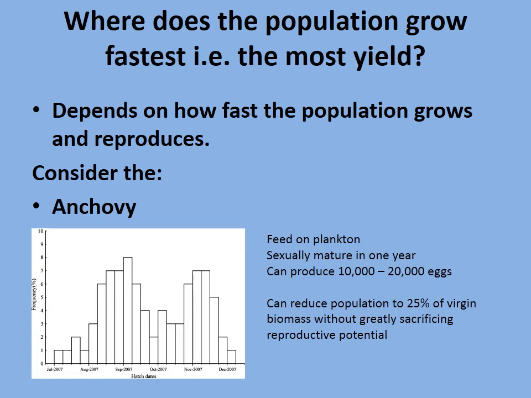So they are very fecund, which means organisms that can reproduce a lot of offspring, and they reproduce them very quickly. With organisms like this, you can reduce the population to perhaps 25% of the virgin biomass without greatly sacrificing the reproductive potential. They can rebound very quickly from heavy fishing pressure because they reproduce heavily and they produce lots of offspring.